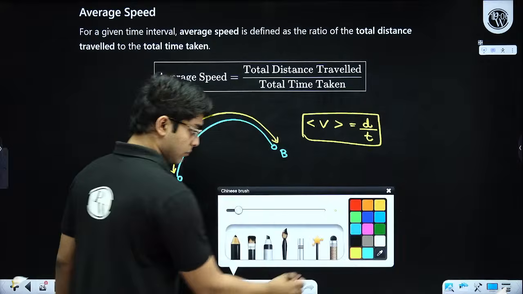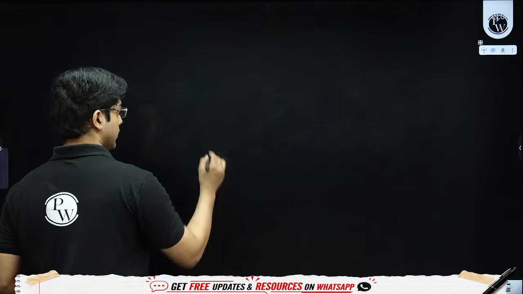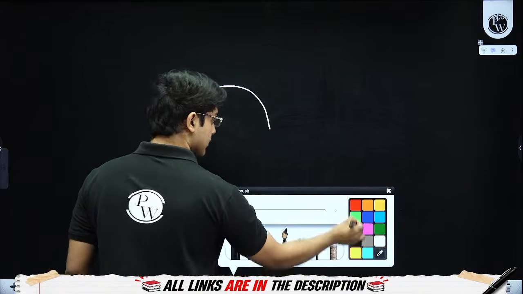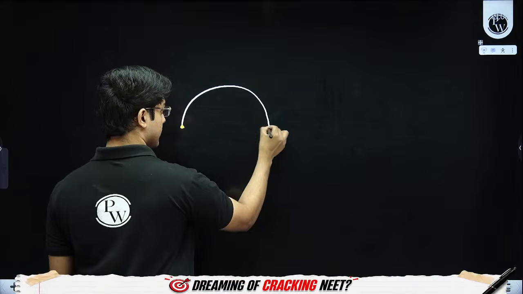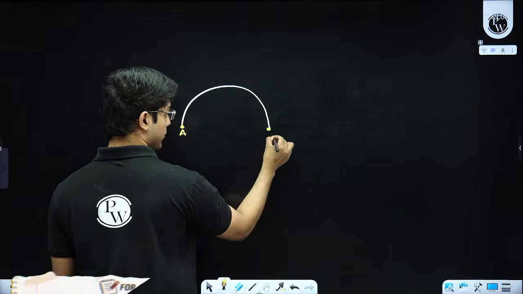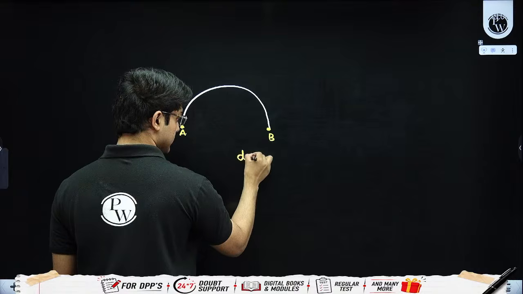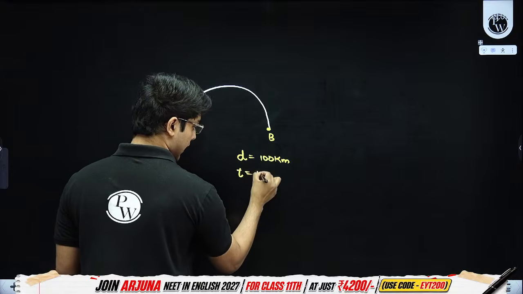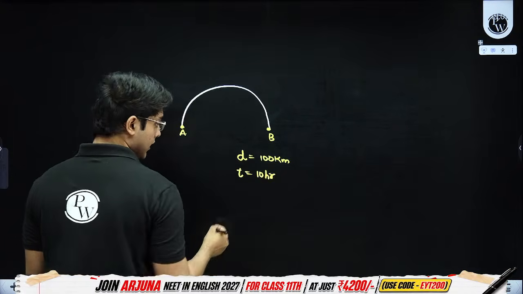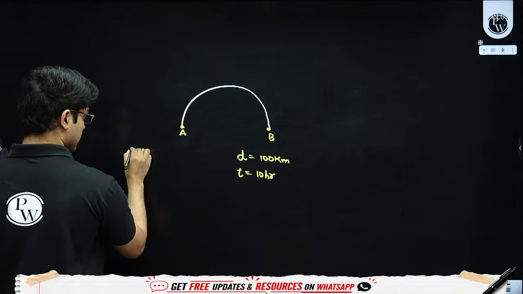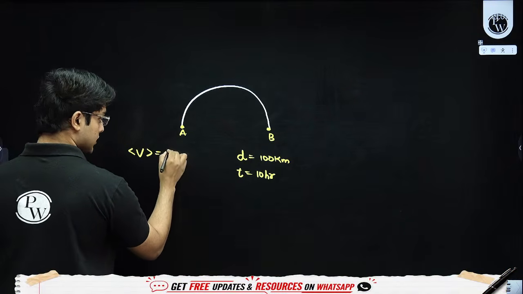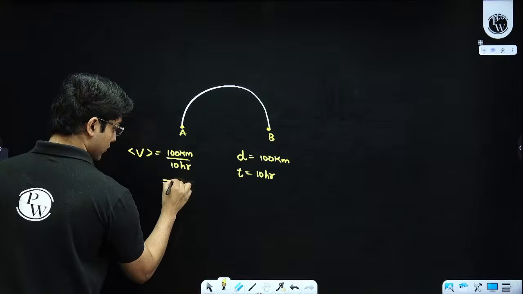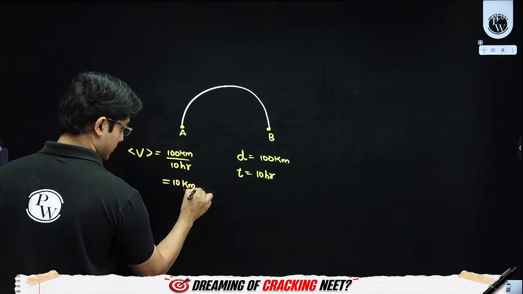That's all. That's your average speed. So to take an example, let's say we have some path like this, and it is given that the distance covered in this journey from A to B is 100 kilometers, and the time duration of this journey was 10 hours. Then the average speed, once again, is the distance covered in the journey divided by the time taken. That will give you the answer as 10 kilometers per hour.